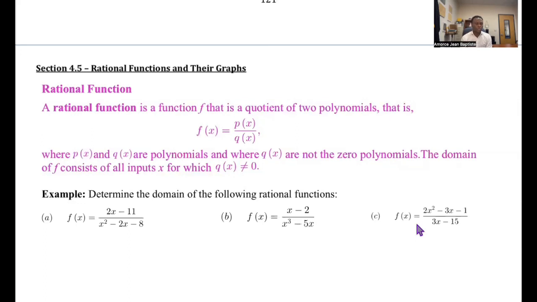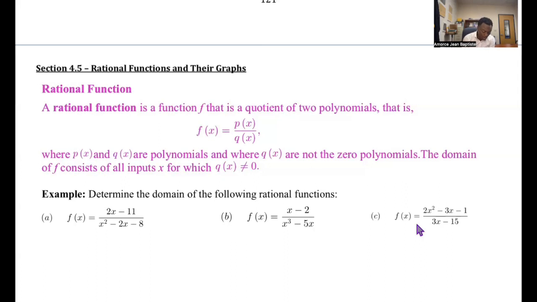Section 4.5 is about rational functions and their graphs. We're going to look at how to define a rational function, how to find the domain, and we will take a look at the graphs of rational functions, and in particular, what we call asymptotes of a graph when it comes to graphing a rational function.